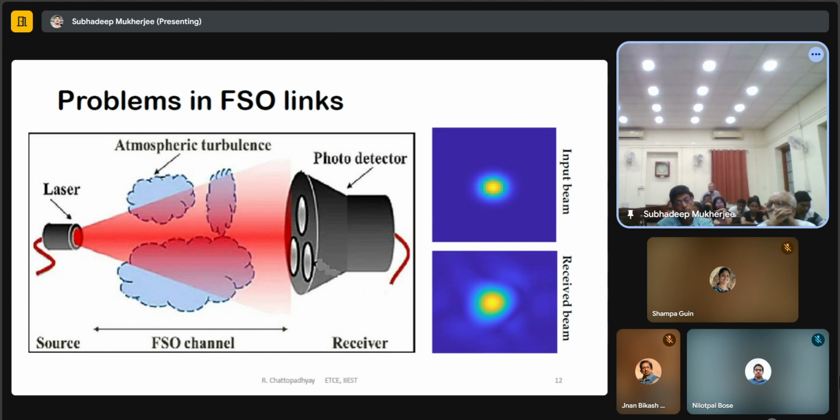So when the light travels through the atmosphere, we have both these small scale and large scale eddies. This is just a representative image. This is a Gaussian image that we have taken as input in our simulations, and this is the received beam at a distance of 10 kilometers. You can see that because of the lensing effects, the beam tries to shift. That is what is called beam wandering. The beam will no longer be on the axis, it will move away. And for the small scale eddies, the beam will also scatter. So we need to mitigate these effects.